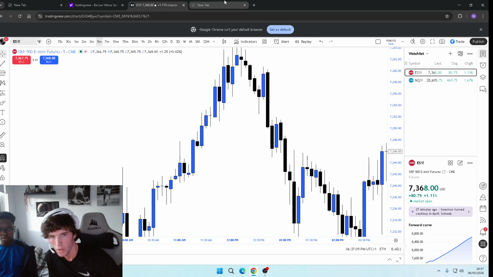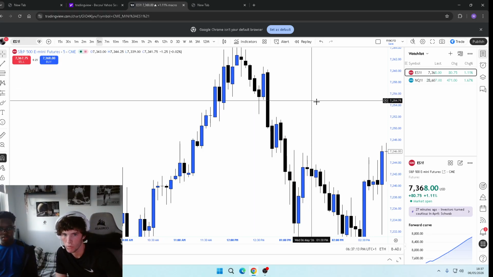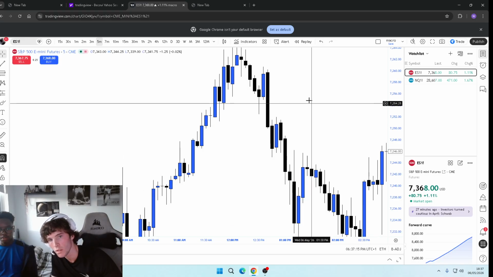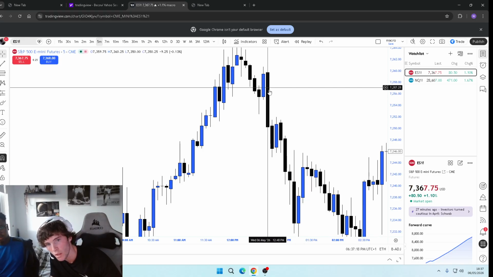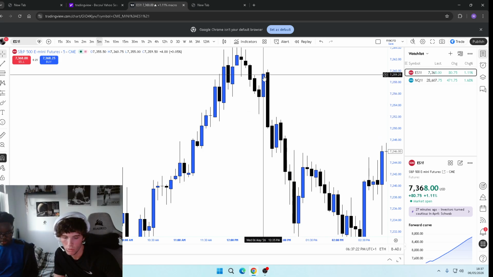So another bearish fair value gap is right here. You get this one here. See this big candle here. Then, never mind. You get this candle right here, the blue one.